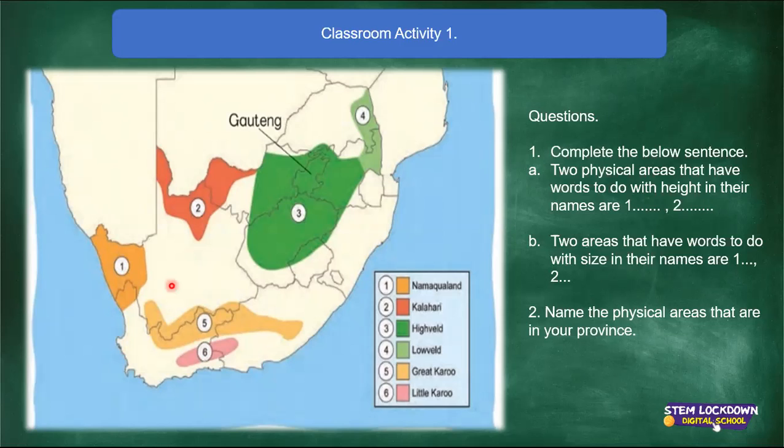We have a hand. Sakura. Your hand is up. Ma'am, it's the Little and Great Karoo because I'm in the Western Cape. You are in the Western Cape. That's correct. Thank you, my boy.